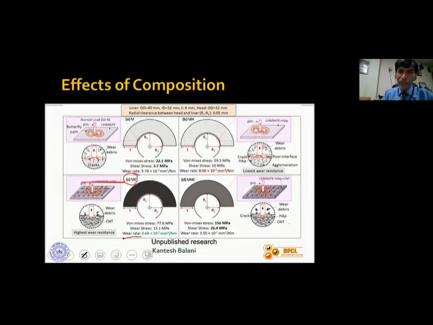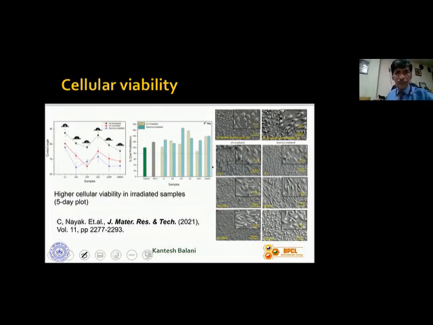But with a poor interface, the wear rate can also increase. That part we could establish, and it is communicated and still under peer review. We could also establish the viability of these particular systems. We can also see that after UV or gamma radiation, the surface gets exposed. Basically, you are breaking the bonds on the surface, creating some free bonds or functionalizing it. That enhances the wettability or lowers the contact angle, and that helps in enhanced cell growth.